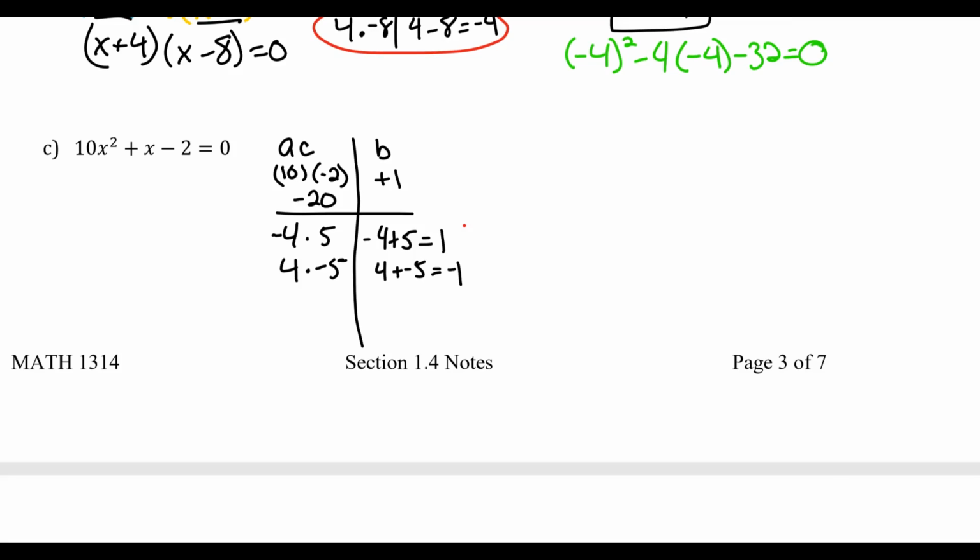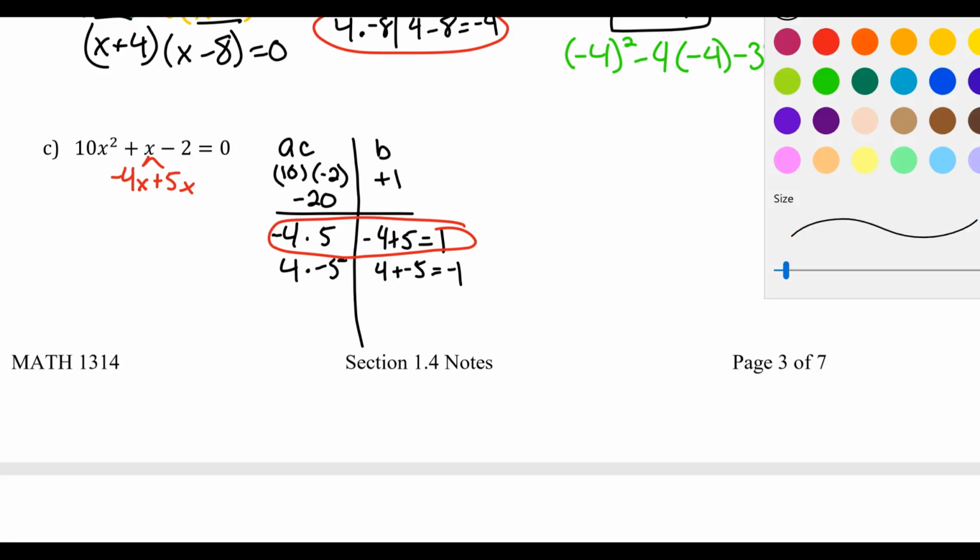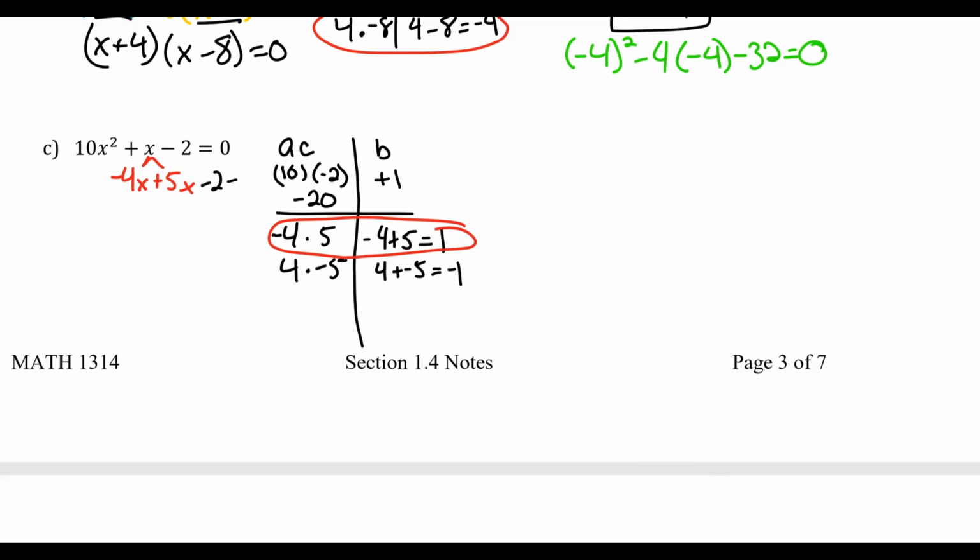So I want that first set of numbers. So I get negative 4x plus 5x. And I'm going to keep everything else the same. Okay? I'm going to have a minus 2 equals 0 and a 10x squared in the front.